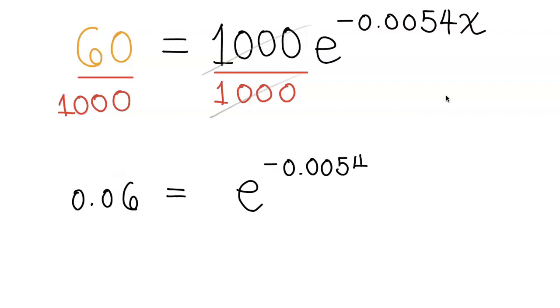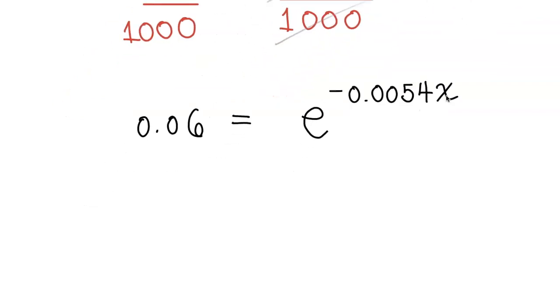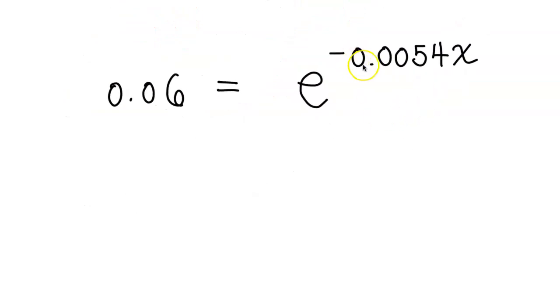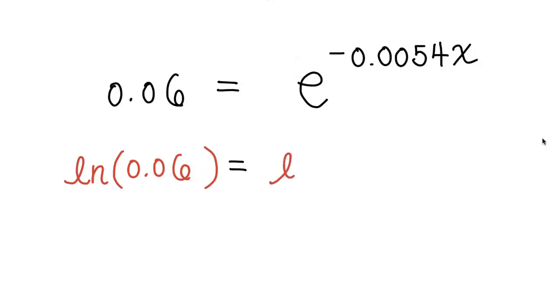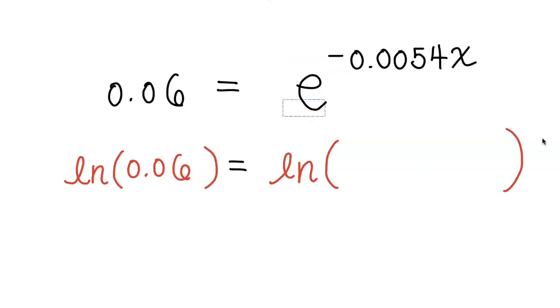0.0054x. Now, how do you bring this exponent down and at the same time get rid of that e? Remember, we can take the natural log of both sides. If you take the natural log of the left side, you get natural log of 0.06. But you know what will happen when you take the natural log of the right side? I'll write it: you're going to get natural log of e to the negative 0.0054x.